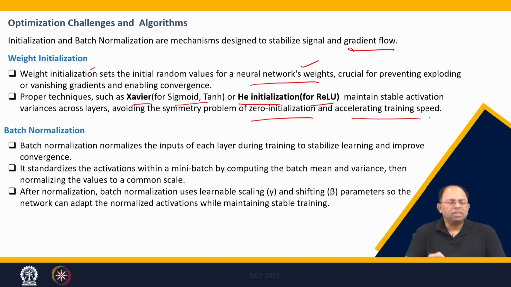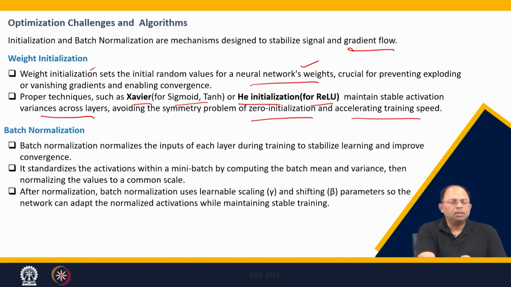So that means it maintains stable activation variances across the different layers, right? That avoids the gradient gradually reducing between the layers. That will not happen. Now the other approach is batch normalization.